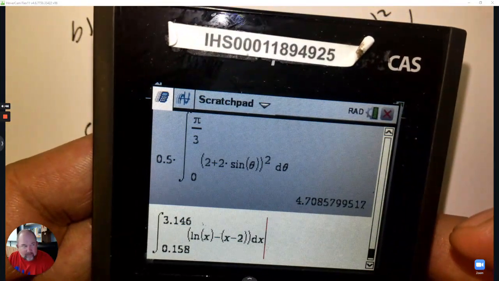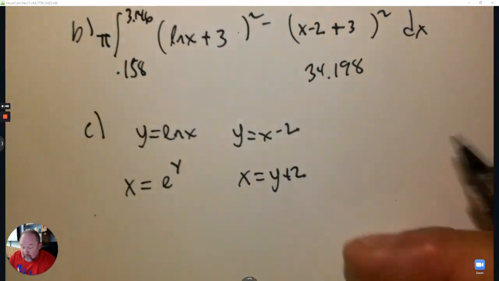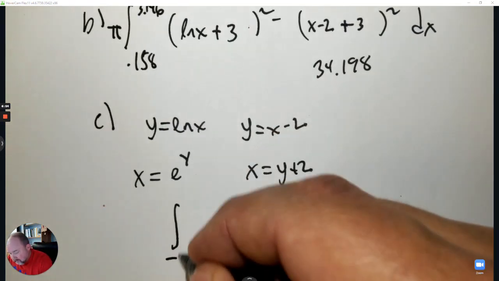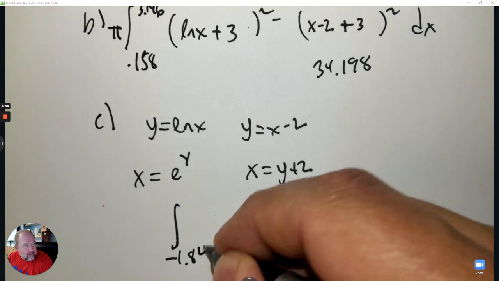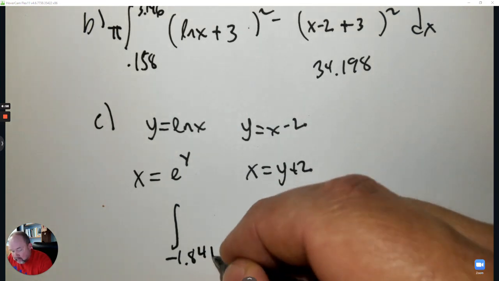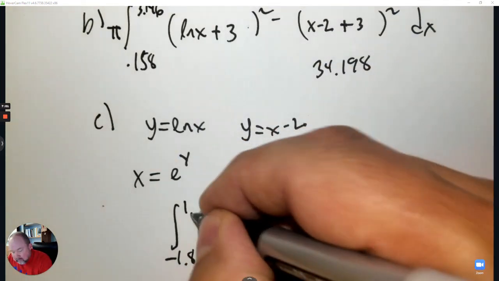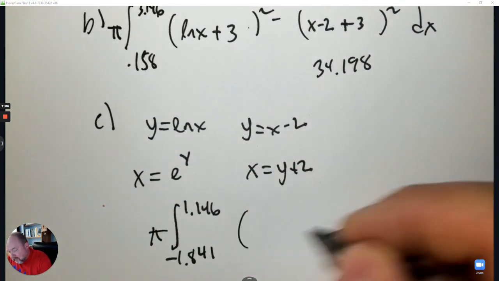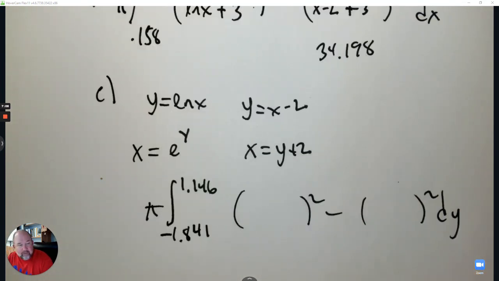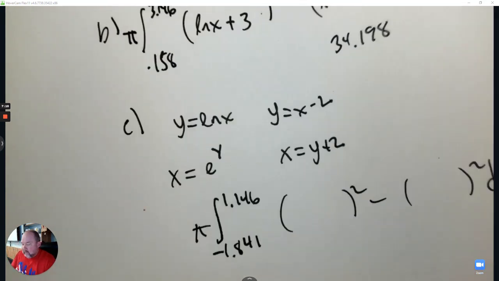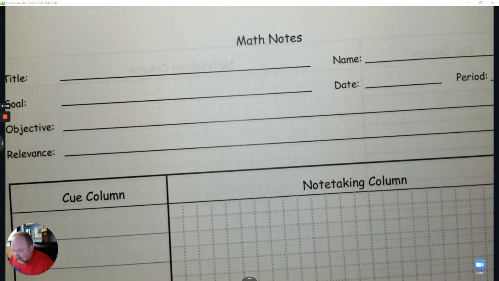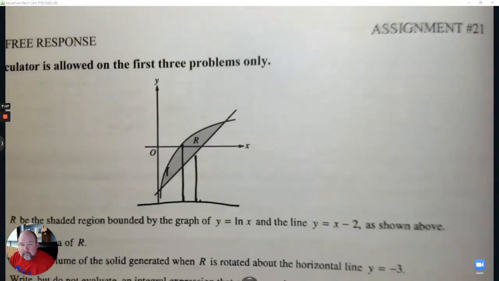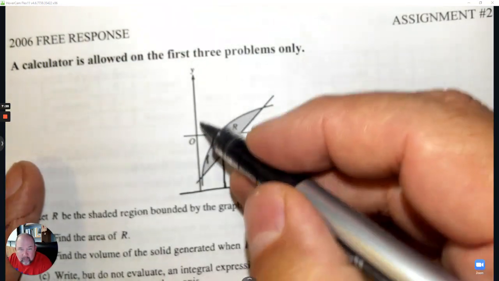Let me start again. Anyways, if you didn't do what I did, and if you look at the y coordinates there, not the x, the y coordinates, from the points of intersection, you get negative 1.841 and positive 1.146. It's still going to be two circles, and now it's dy and not dx. So if I look at this, it's now looking at it sideways. So we're not looking at it this way, we're looking at it this way.